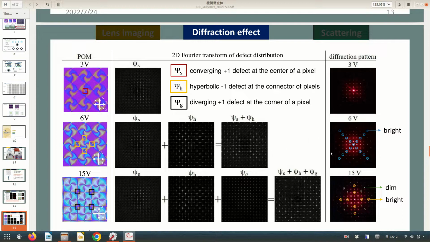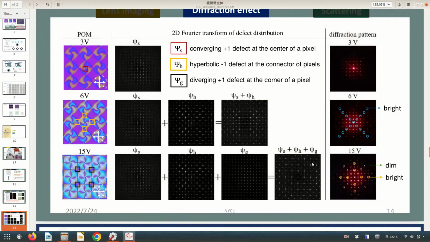The experimental results agree with the estimation, and we just mark that the change is that the diagonal component right here is getting brighter. And when the applied voltage is 15 volts, additional defects on the corners of the pixels appear, and we have 3 spatial spectra for 3 types of defect. We have the superposition and compare it to the experimental results, but it shows an unexpected effect right here. The defects in the x direction and the y direction are getting brighter, but the defects in the diagonal directions are getting darker, they are fading away.